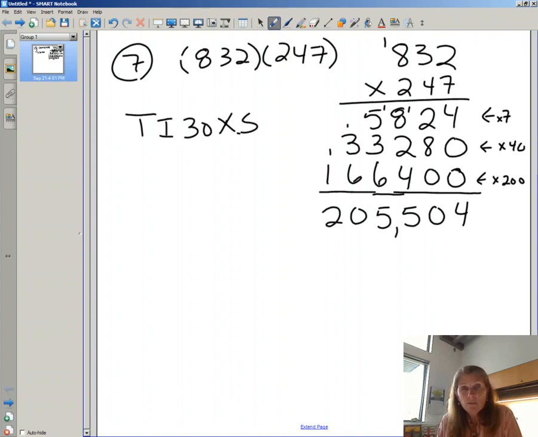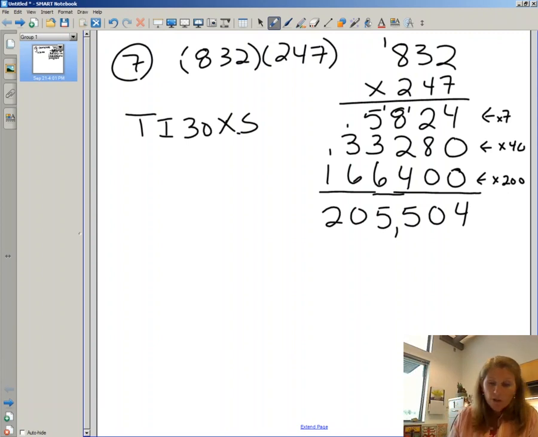It's easy to make a mistake. I almost did. I can check my work this quickly on a calculator. 832 times 247 is 205,504. Now I feel confident that I fixed any mistakes that I might have made and I can move on.